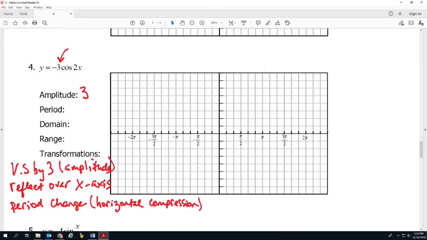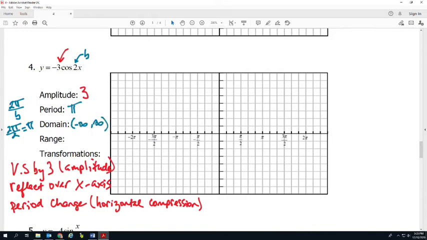Okay, so your period, remember, you get by doing 2 pi divided by your b value. This 2 right here, that's your b value. So you're going to be doing 2 pi divided by 2, which just equals pi. And so your period this time is just pi. Your domain will always be all real numbers, so it's going to be negative infinity to infinity.